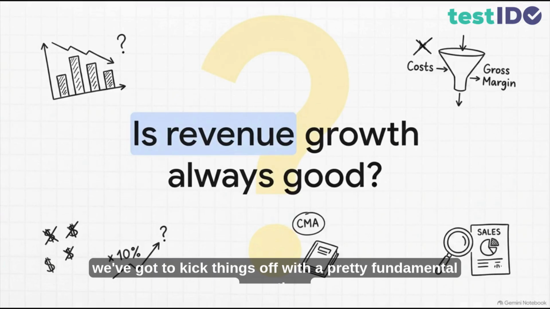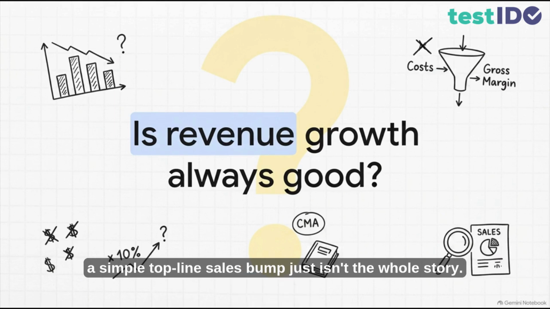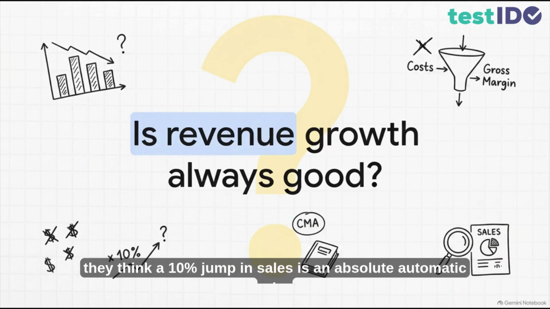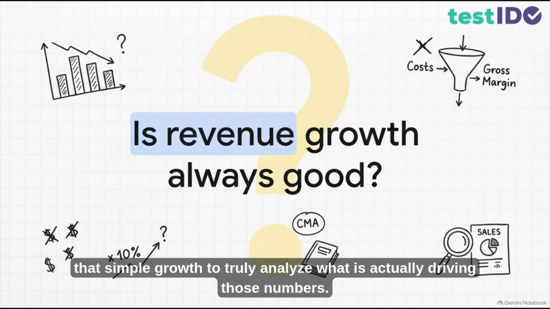We've got to kick things off with a pretty fundamental question. Is revenue growth always a good thing? Because for the CMA exam, a simple top-line sales bump just isn't the whole story. When most people hear revenue analysis, they think a 10% jump in sales is an absolute automatic win. Oh, if only the exam were that basic, right? The ICMA really wants to know if you can look past that simple growth to truly analyze what is actually driving those numbers.